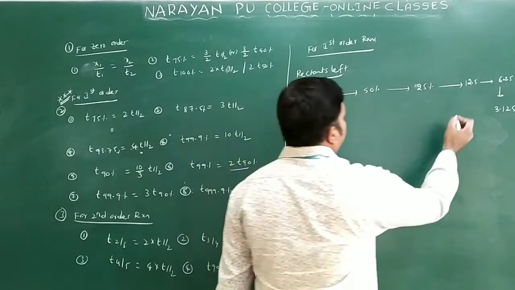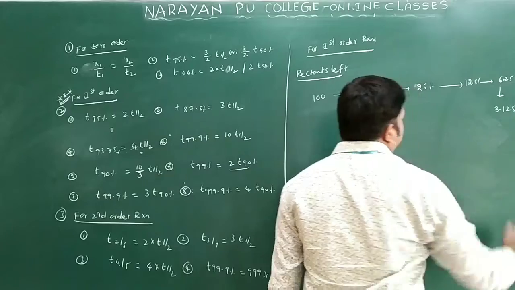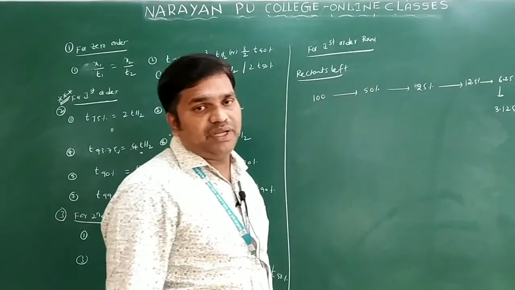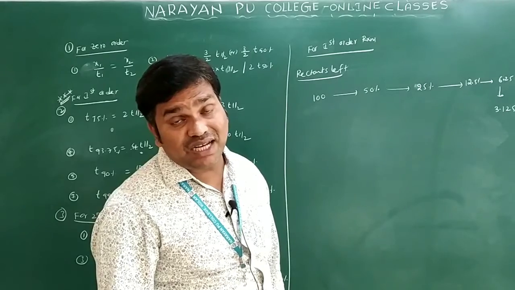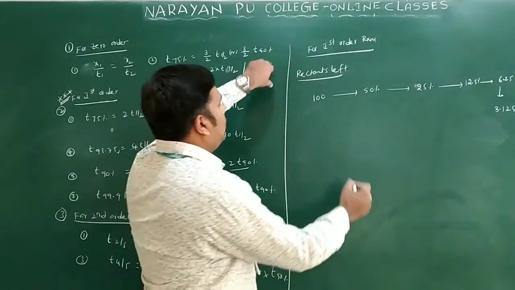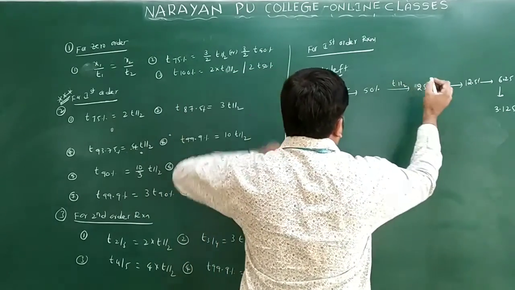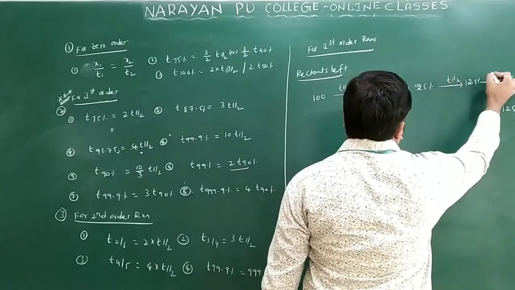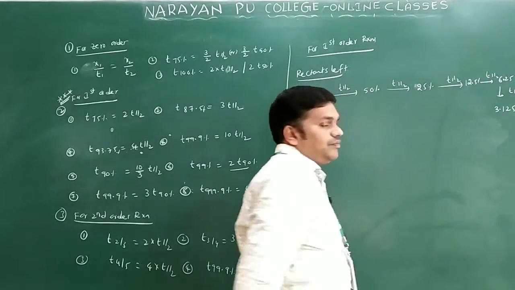Percentages 50%, 25%, this is 12.5%, this is 6.25%, 3.125%. This is what I'm taking for the first order reaction. These are the reactants left in the reaction. Now we want to take this one. How much are you taking? You see, this is T of. This is T of I'm taking. So this is T of, and this you can take T of, and this is T of.